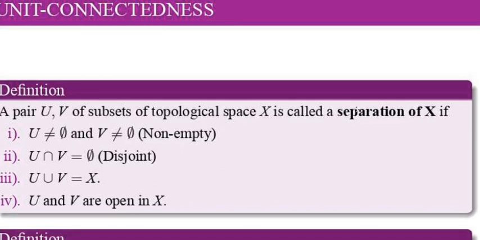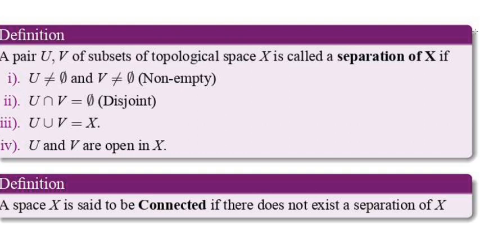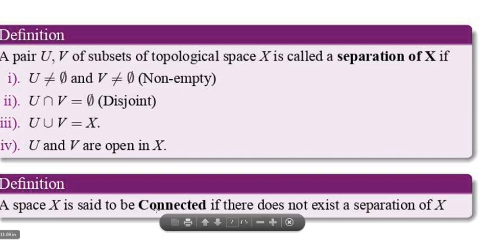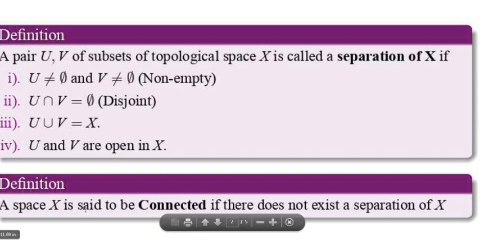Before we go to the theorem, in the previous lecture I explained what is separation and connected. Just to recall, this is the separation definition. If these four conditions are satisfied, then this is a separation: U and V are non-empty, their intersection is empty, their union equals the whole set, and U and V are open. A space X is said to be connected if there does not exist a separation. If a separation exists, then the space is not connected.